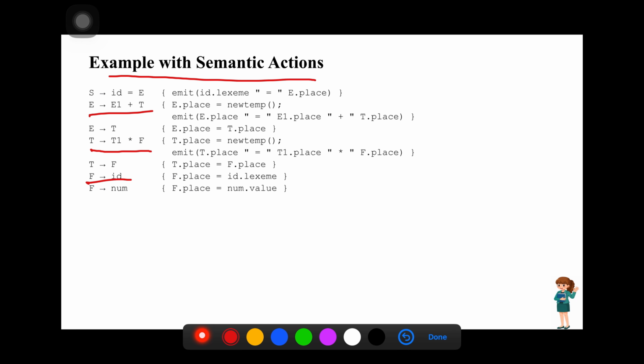For a number, F produces num. The place is the value of the number. Therefore, each grammar rule has a corresponding translation operation. I hope you guys understood. Let us move on to the next slide.